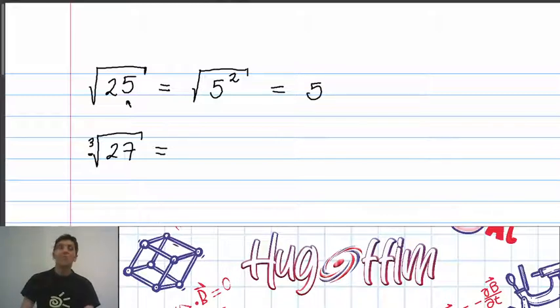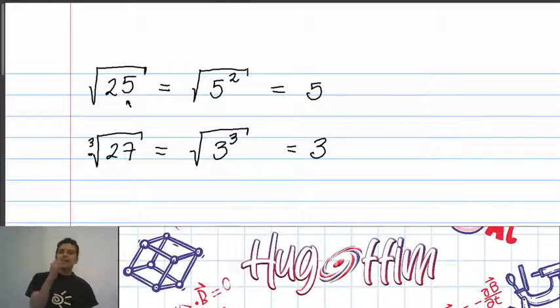Or, when it's a cubic root, the idea is to find out what is the number that I need to raise to the third power to have the radical, in this case 27. So we know that the answer is 3, but it's the same as rewriting 27 as 3 to the third power.